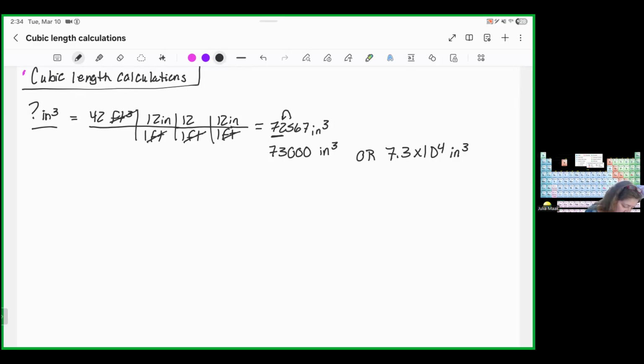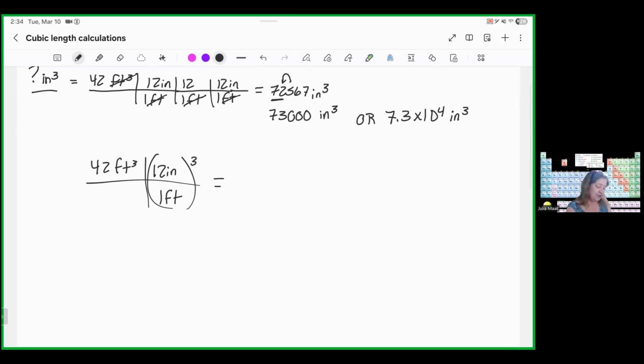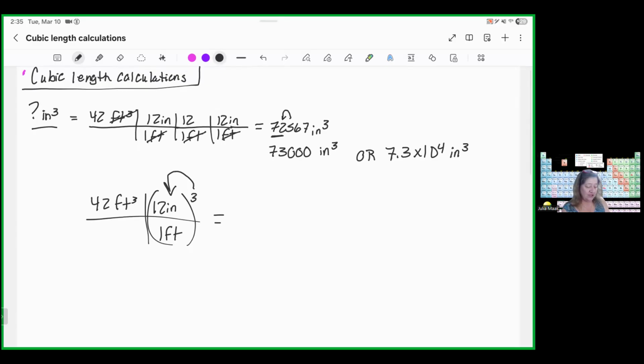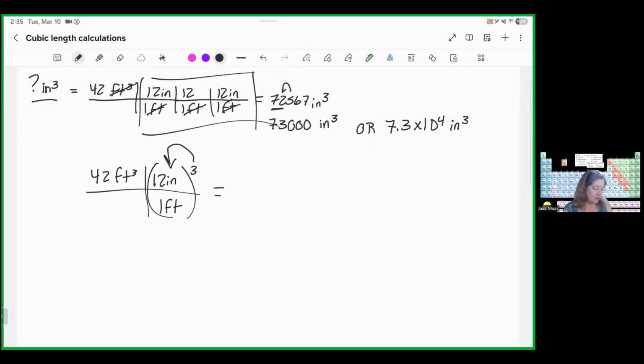So you have to do that 3 times. Some of your instructors might do it like this, where they say we know that there's 12 inches in 1 foot, and then they do this. But you are going to forget to cube that 12. The chances are on an exam when you're stressed, you are going to forget to cube the 12. So if you write it down 3 times, you don't forget to do that math. So let's do another one.